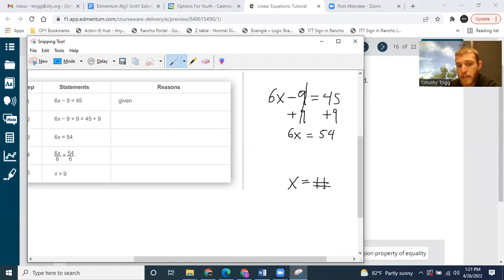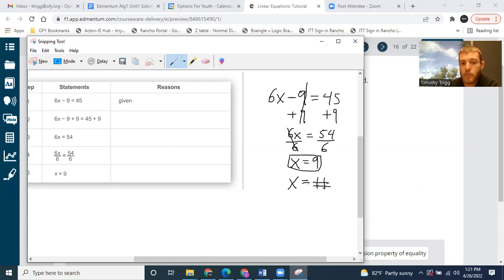Remember, our goal is to get x by itself. Now, what would I do to get rid of this 6? Well, remember, if you have a number, a coefficient, right up against a variable, so 6 is right up against x, that means they're multiplied. So how do we cancel it? With division. So we divide by 6, both sides of the equation. These 6s cancel, leaving us with x equals 9.